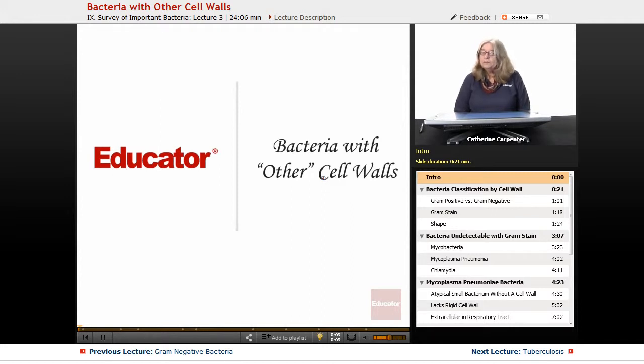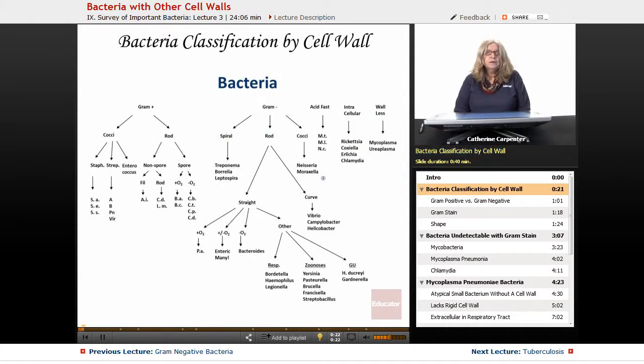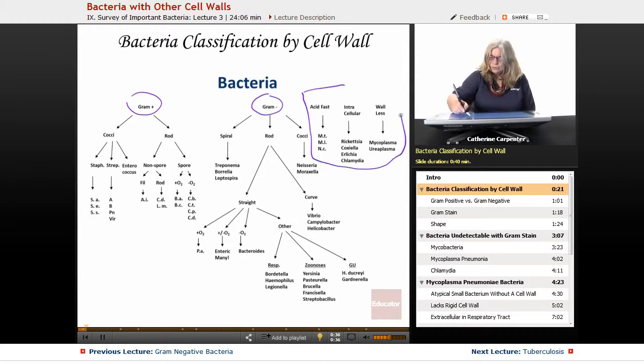We've already talked about gram-positive bacteria, gram-negative bacteria. In today's lecture, we're going to talk about the bacteria that don't really fit under either of those two categories. So in terms of classifying bacteria by the cell wall, you can see that, of course, we have the gram-positive bacteria, the gram-negative bacteria, and then we have these bacteria that don't fit under either definition. And those are the ones we're going to talk about today.